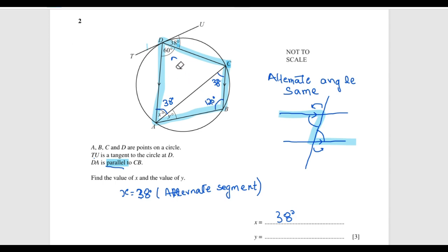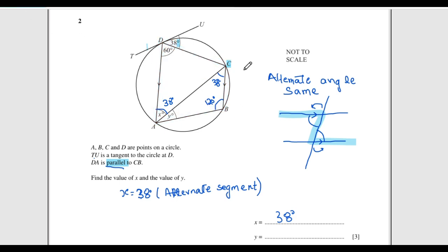So now we can see that we have a triangle, and we know two angles of the triangle. If we subtract these two angles from 180, we'll get y. So I am just subtracting the sum of 120 and 38 from 180, and I'll get 22 degrees. So y is equal to 22 degrees. And what is the reason for it? Angles of a triangle add up to 180.